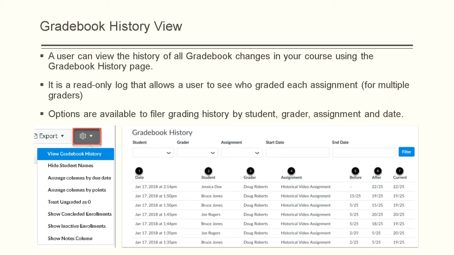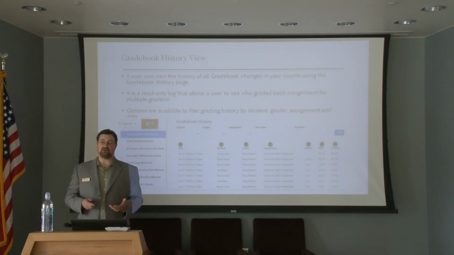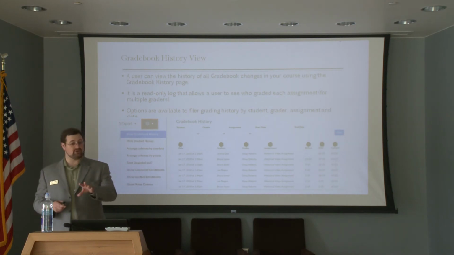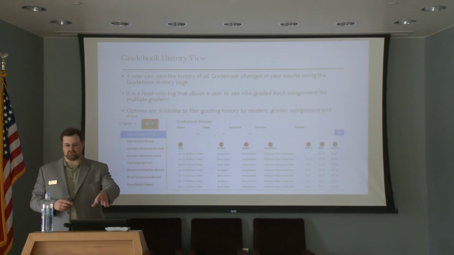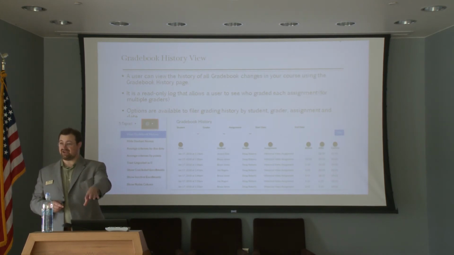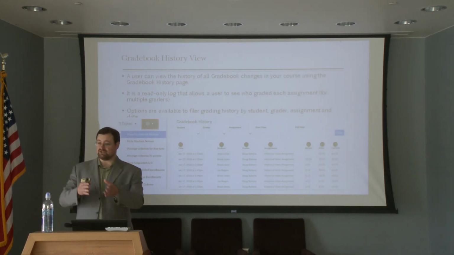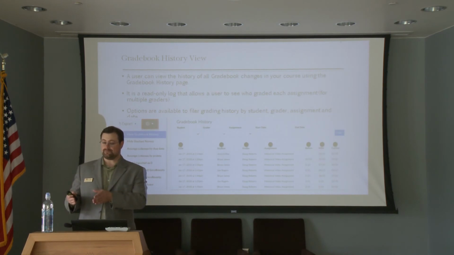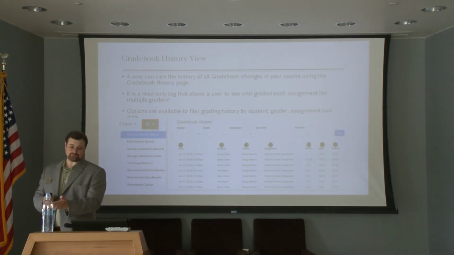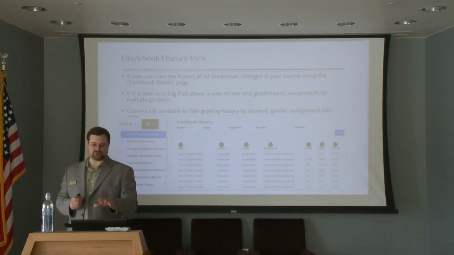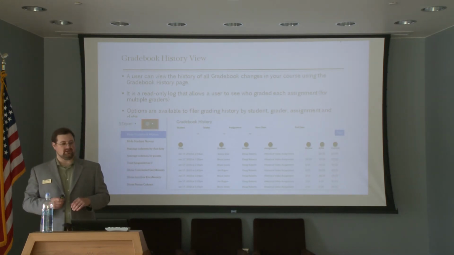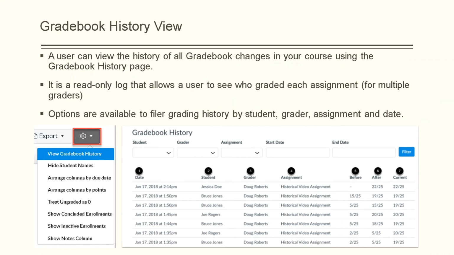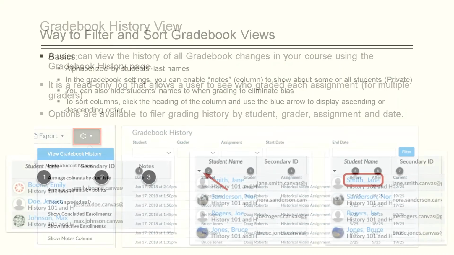And the gradebook history view. In gradebook history, if you're the only instructor and a student says, did you grade this? I can say, well, I graded this on this particular day, or I made this adjustment to your grade on this particular day. Also, if you have a TA, because it lists the person who did the grading, you can follow your TAs and keep track of everything that's happening. So very useful.